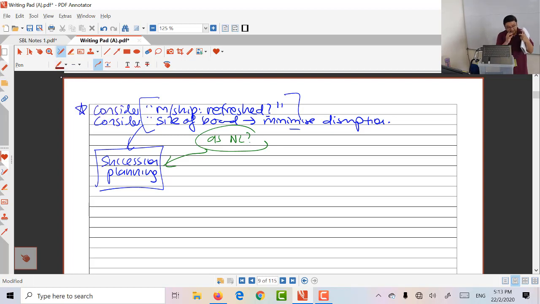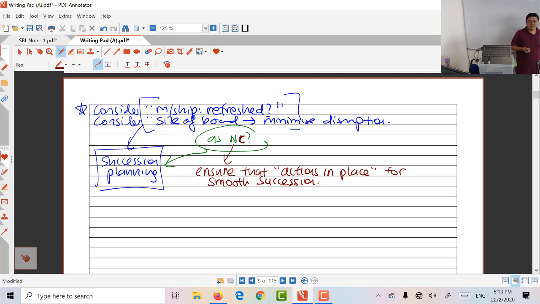So if your task as a nomination committee is to take care of succession planning, then you have to ensure that there are actions in place for a smooth succession, which may include a lot of things. Example, how do you predict your succession needs?